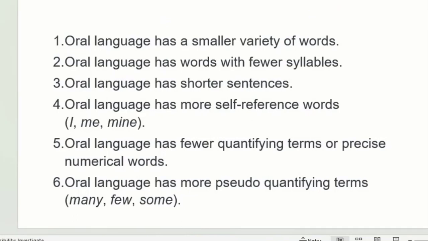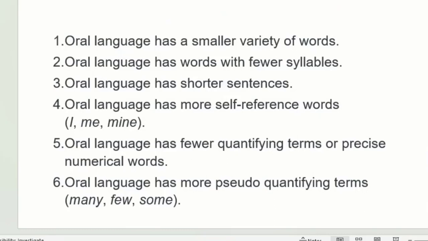Oral language has a smaller variety of words, right? Oral language has words with fewer syllables. Oral language has shorter sentences. Oral language has more self-reference words: I, me, and mine. Oral language has fewer quantifying terms or precise numerical words.